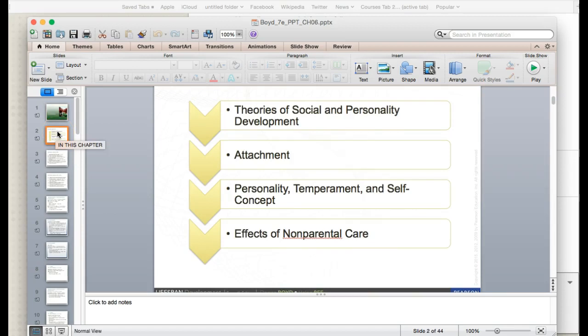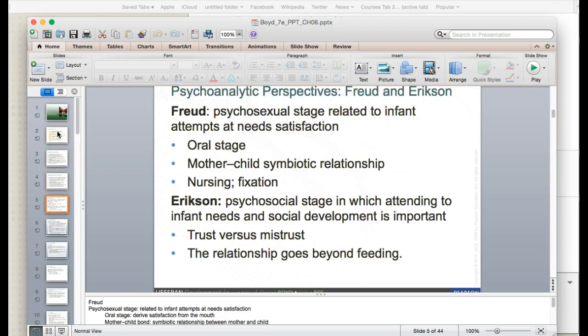So, of course, we'll discuss theories of social and personality development, effects of non-parental care, attachment, personality, temperament, and self-concept. And here's Freud again. We talked about Freud last slide, and his psychosexual stages that are related to development and growth. And he said that the infant's attempts to achieve satisfaction. So we talked about the oral stage and the mother-child symbolic relationship, nursing, and fixation.